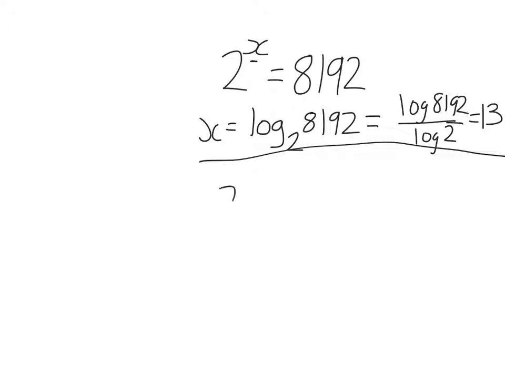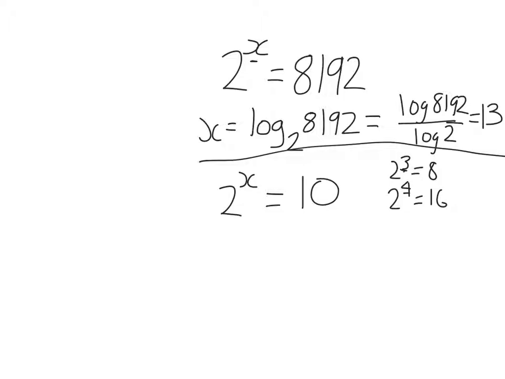Let's say I just had 2 to the power of x equals 10. This one will be an irrational number. It will not be a whole number. It will not even be a fraction with integers. It will just be a decimal that goes on forever. You can probably tell that 2 to the power of 3 is 8, and 2 to the power of 4 is 16, so x has to be somewhere between 3 and 4. And that would be extremely hard for you to figure out without logs.